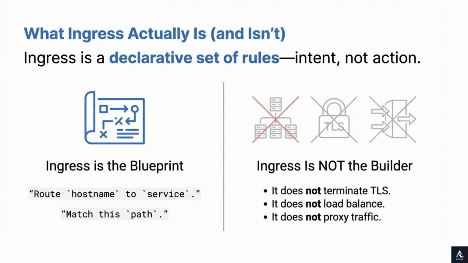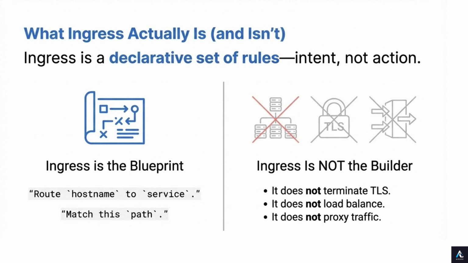Ingress is often misunderstood because it looks like it handles traffic. But in reality, it doesn't. At its core, Ingress is simply a declarative set of rules. Those rules describe intent. They tell Kubernetes things like, this is the host name I care about, these are the paths I want to match, and this is the service that should receive the traffic.